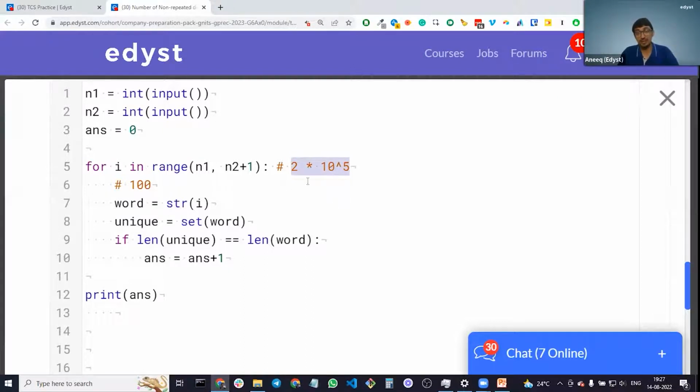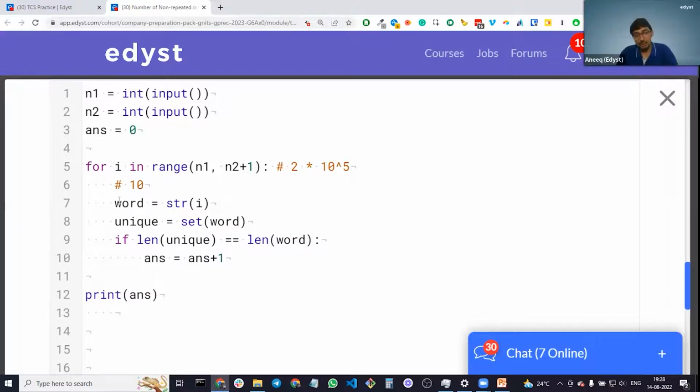So 10 raised to 5, and for each one you're doing 100 means it becomes 10 raised to 7. It's becoming problematic. I should be doing at max only 10 over here. In fact, not even 10, probably 5, because 2 into 5 into 10 raised to 5 will give me 10 raised to 6. But okay, let's give some concession and say you do 10. So it becomes 2 into 10 raised to 6. Still doable.